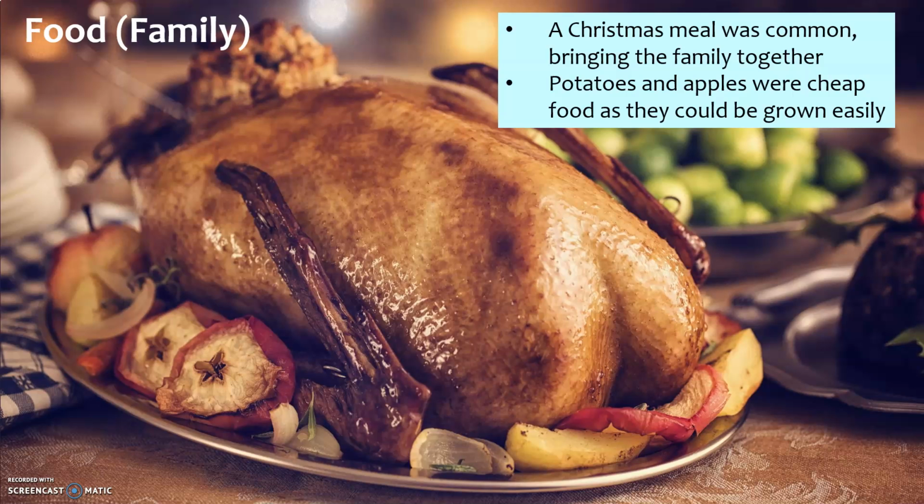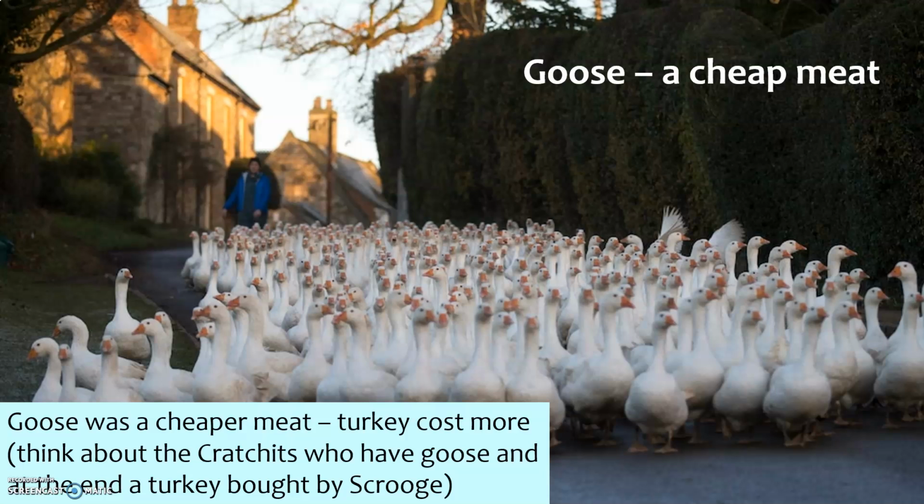I asked many of my classes, what do you eat on Christmas Day? A majority of people will often say turkey. But why turkey, and why do the Cratchits end up eating goose? Well, goose is a cheap form of meat. Goose was cheaper, and I'll tell you why, a little fact for you. Turkey costs more because turkeys can't walk very far.